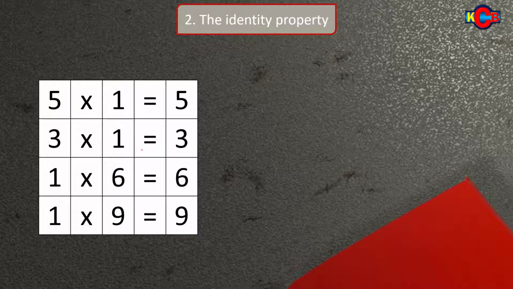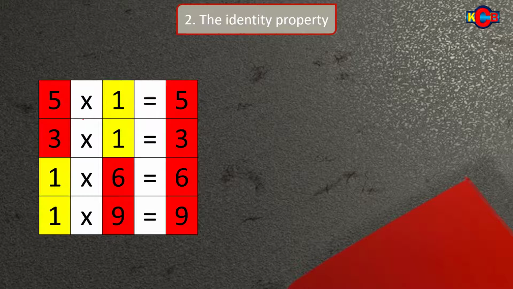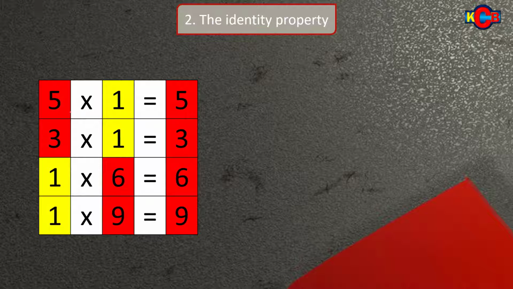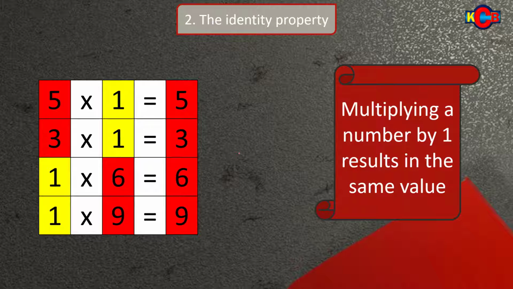Next, the identity property. Again, look at the example here and try to see any pattern. Can you see it? How about now? If you can see any pattern here, well done. In multiplication, multiplying a number by 1 results in the same value. Like in this example, 5 times 1 equals 5. Still the same value.